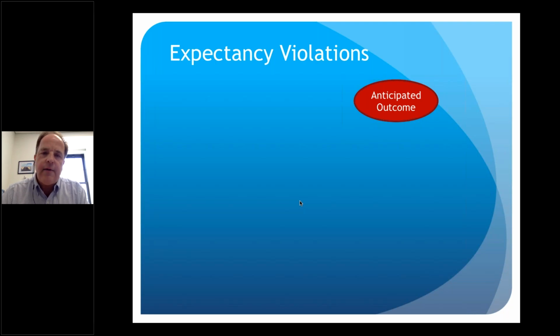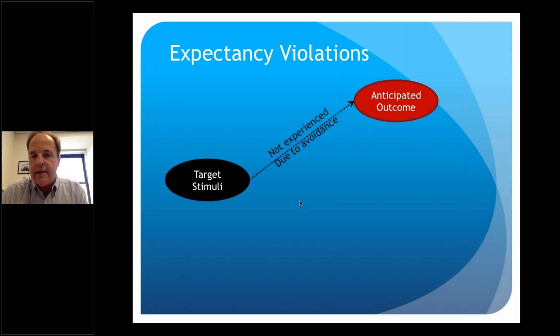So first, expectancy violations. Expectancies are a well-trod concept in the psychology literature. Basically, as someone is expecting or predicting that a conditioned stimulus is about to be presented, they also anticipate the outcome. So anticipatory anxiety is what we are well familiar with, and what comes with that territory under anticipatory anxiety is an anticipated outcome. So with the target stimuli, the person doesn't end up experiencing the anticipated outcome because they avoid it, or they do something else strategic to allow them to not come in contact with that conditioned stimulus outcome.